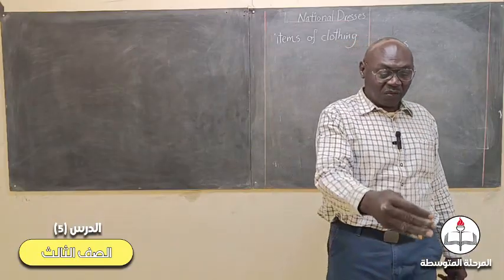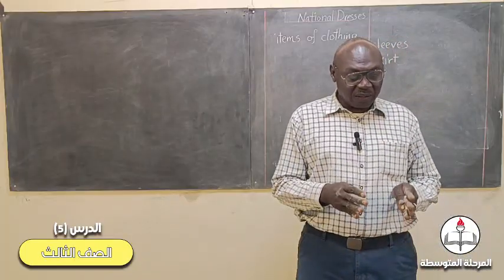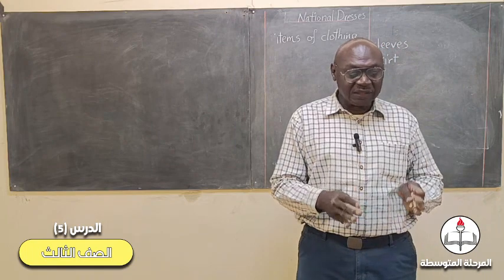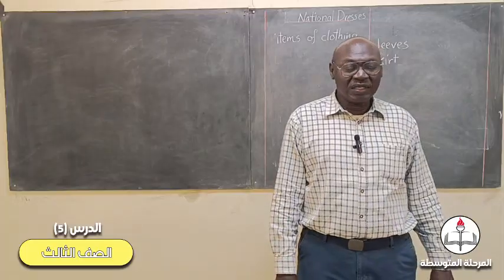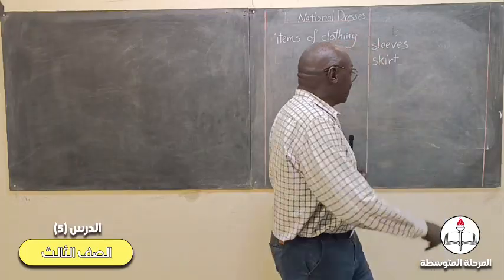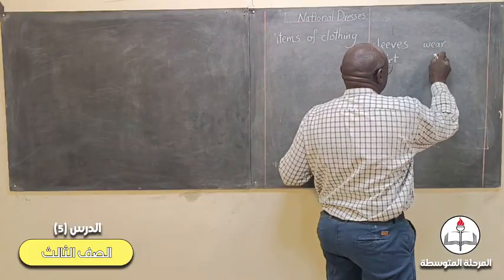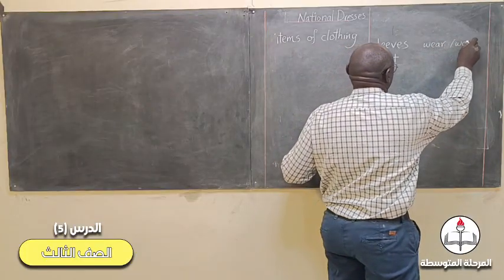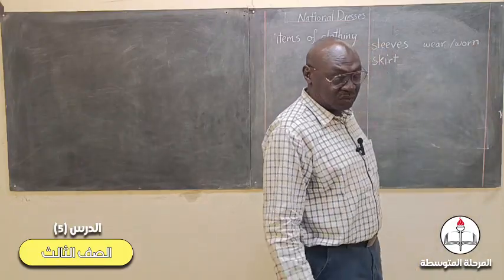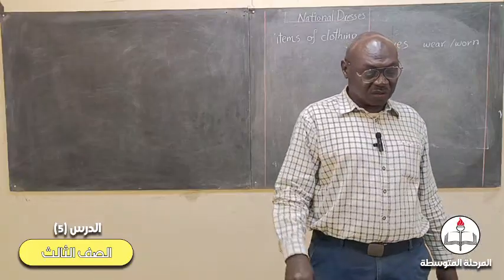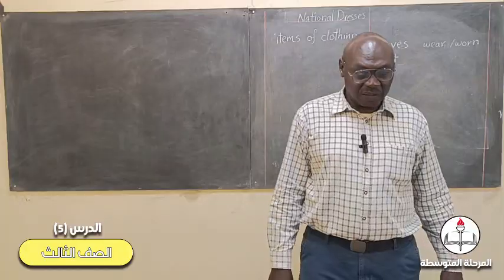Okay, look at picture A. Where is this item of clothing worn? Where is it worn? This is the verb wear and the past participle worn. Where is it worn? In Sudan? A. In Sudan? No, it is not in Sudan. It is in Arab countries, okay? And B.